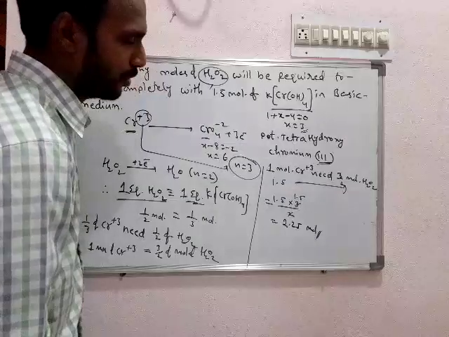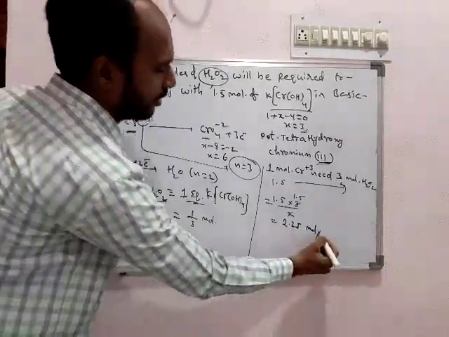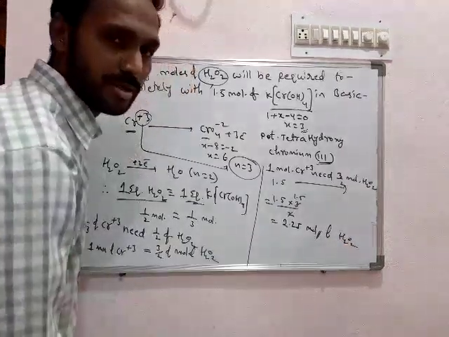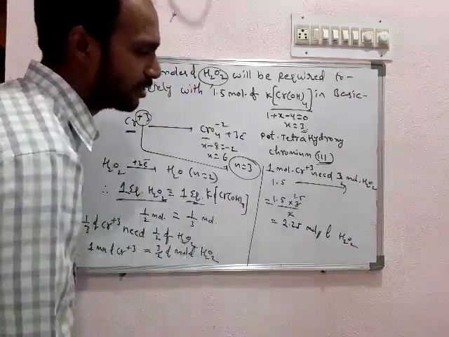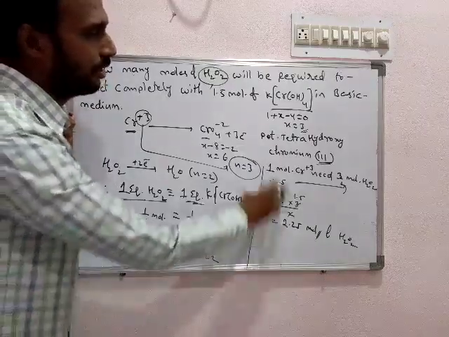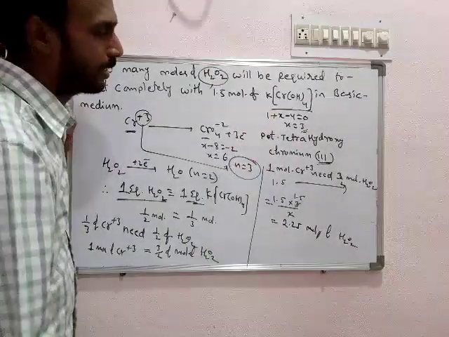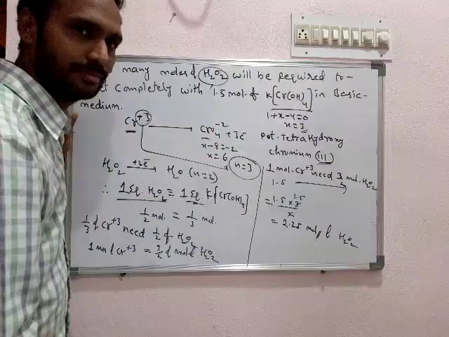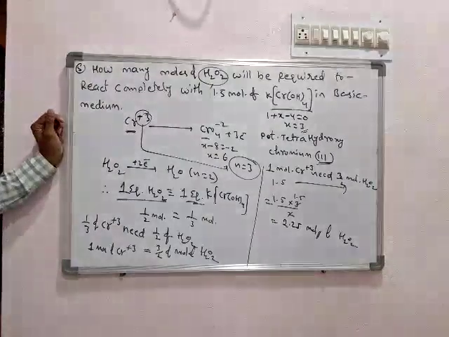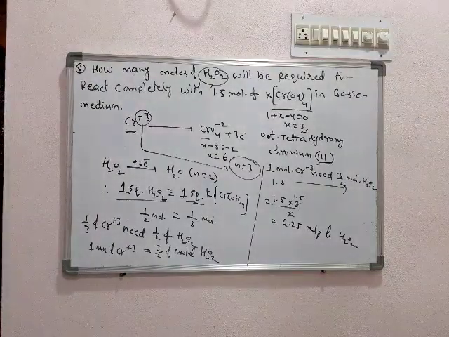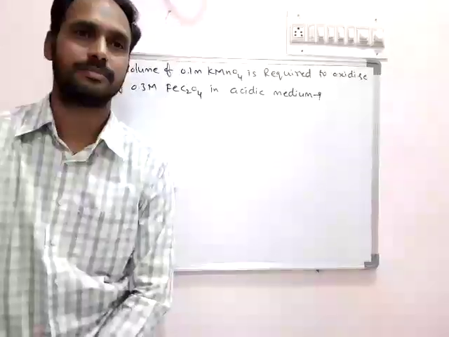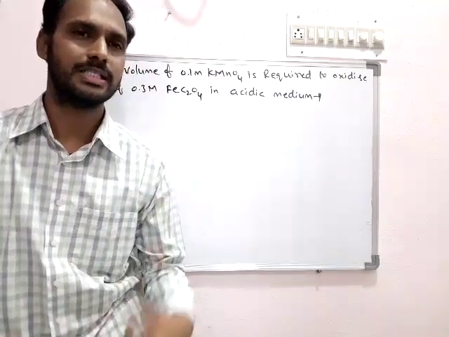That is 2.25 moles. The 2.25 moles of hydrogen peroxide is required for the complete oxidation of this potassium complex of 1.5 mole. Okay, let's take it. Okay, see the next one.